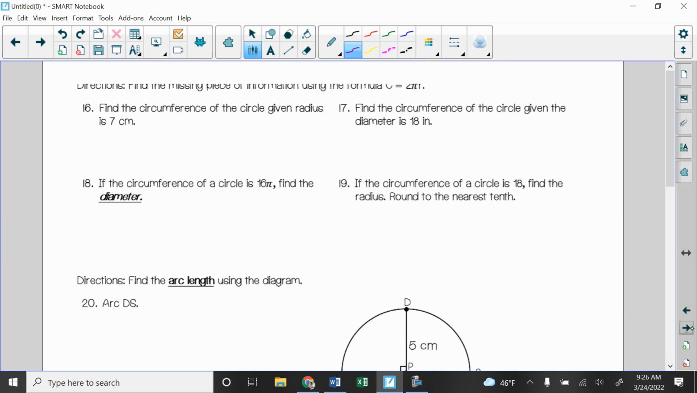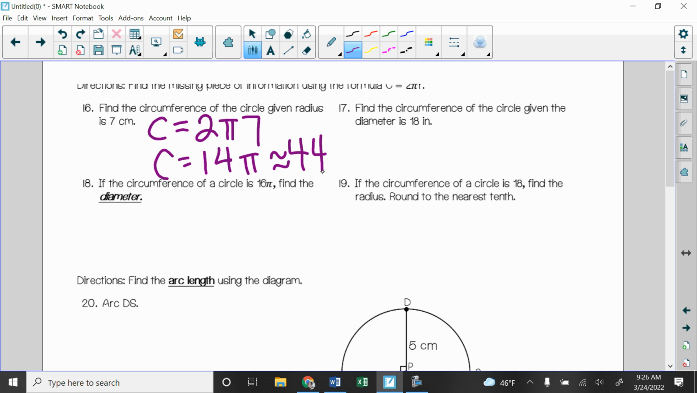Okay, next page. The first two, 16 and 17, people did pretty well. So you are just plugging in the radius or whatever they give you. So the radius here is 7. So C equals 2 pi 7. 2 times 7 is 14. So you could put 14 pi, or some people typed pi in the calculator, and I think you got 43.98, which if you want to round, could be 44.